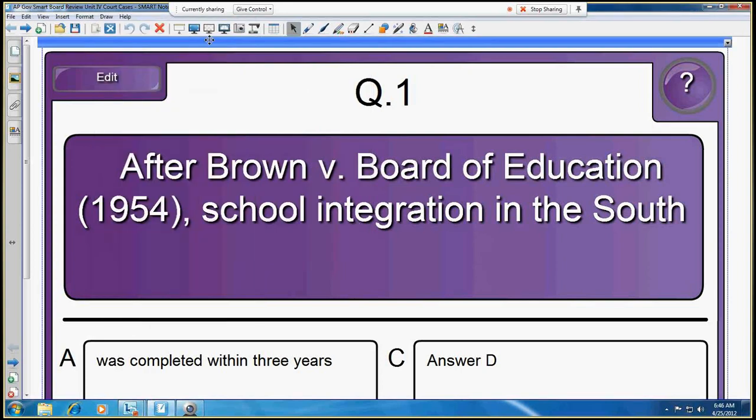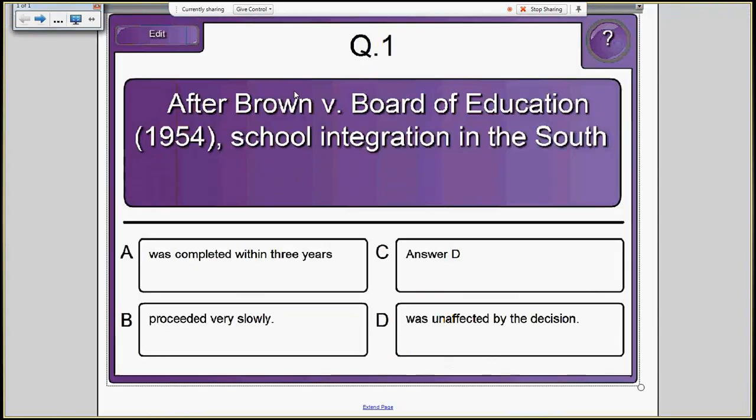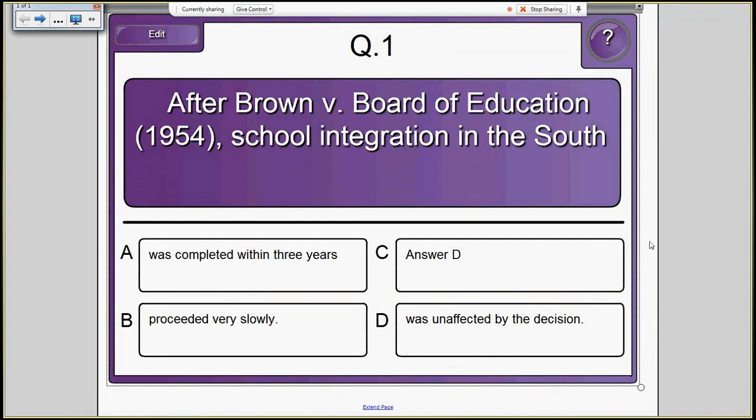All right, today we're going to go over Unit 4 court cases for the AP review. And the first case we're going to talk about is Brown v. Board of Education. So after Brown v. Board of Education, school integration in the South was completed within 3 years, proceeded very slowly, was unaffected by the decision. The correct answer, B, proceeded very slowly.